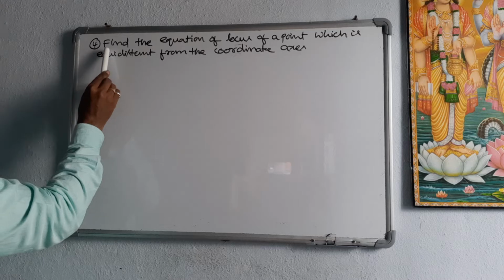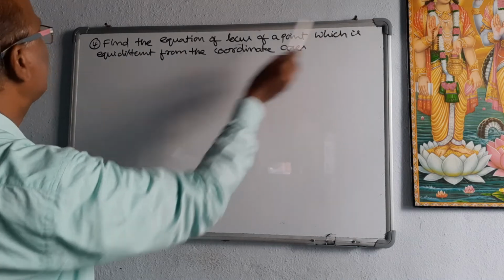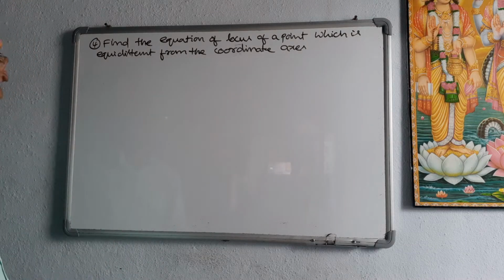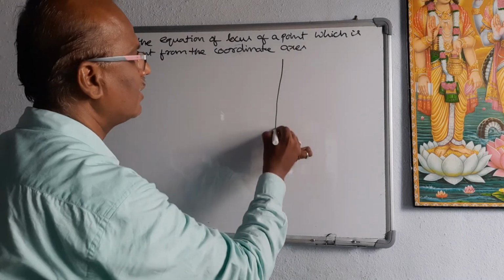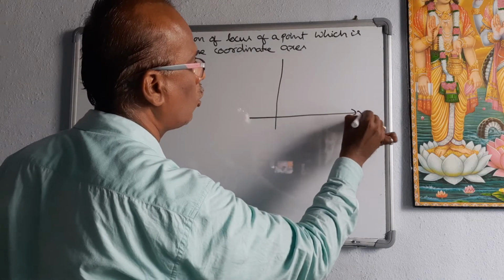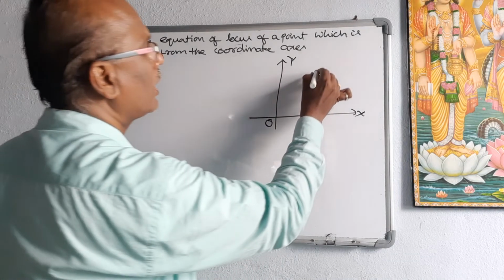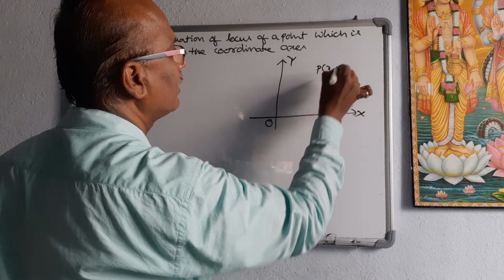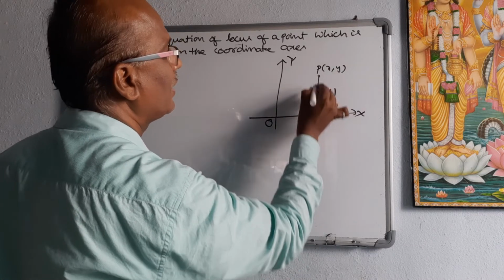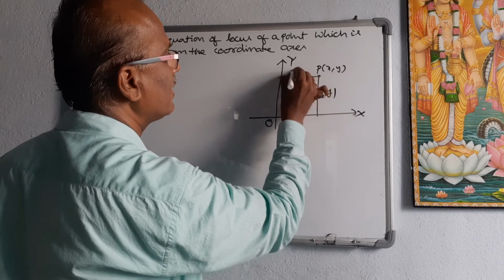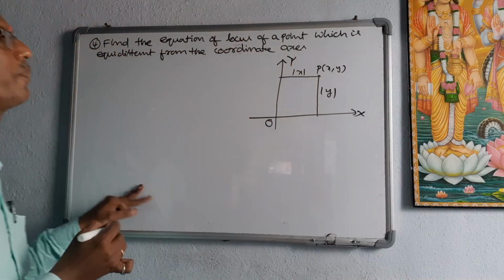Question number 4. Find the equation of locus of a point which is equidistant from the coordinate axes. Here coordinate axes means x-axis and y-axis. These axes are called coordinate axes. Here x-axis, y-axis, this is origin. Here locus point P, x comma y. The distance from P to x-axis is mod y, and distance from P to y-axis is mod x. These two distances are equal in the question.